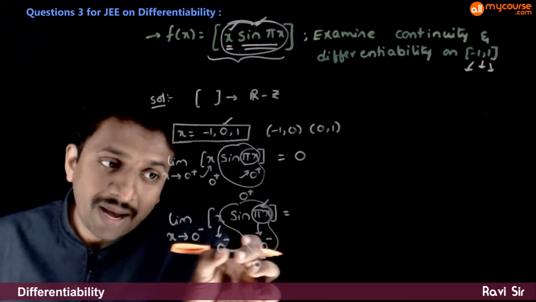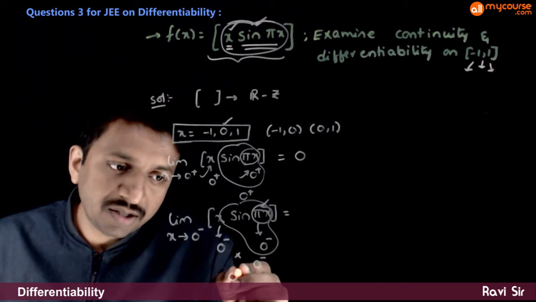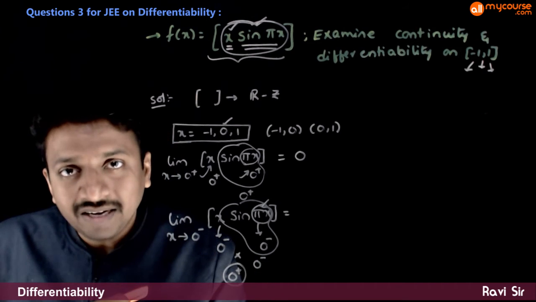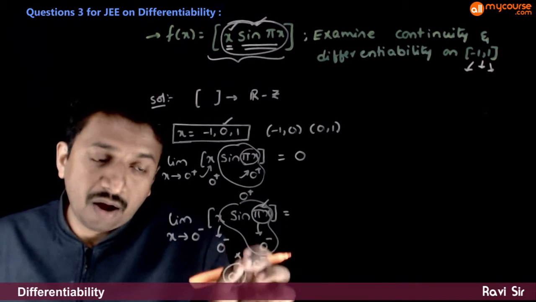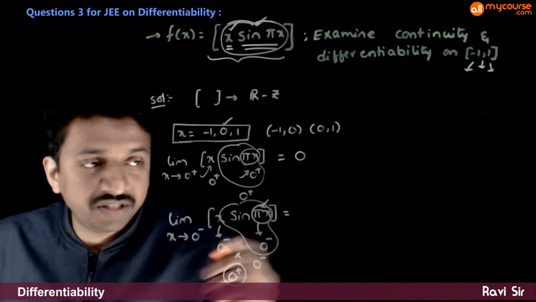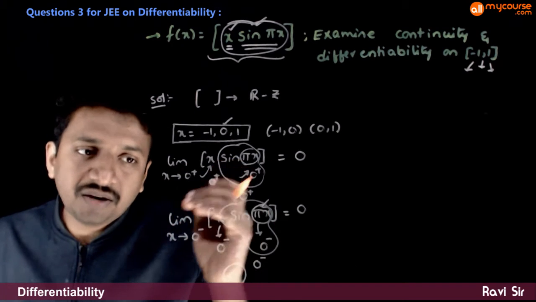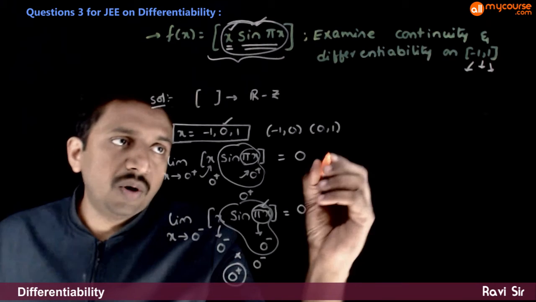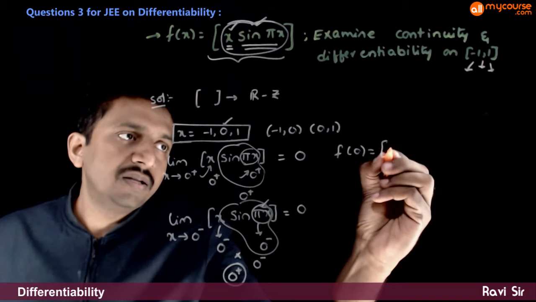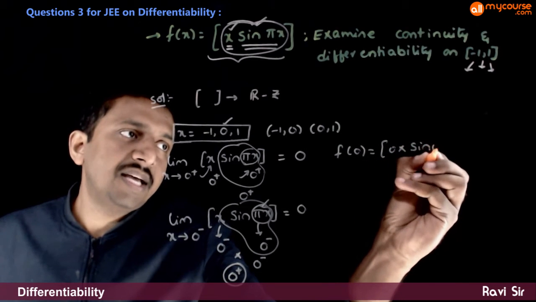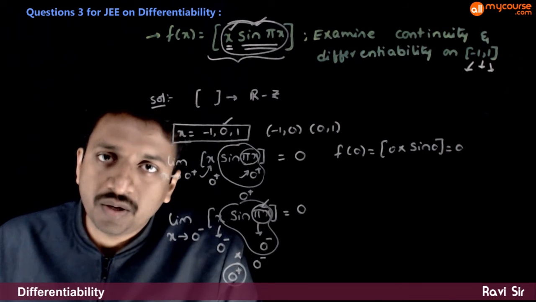So 0 minus into 0 minus, if you multiply these two, the effective number tends to 0 plus. Right? The effective number tends to 0 plus. So the integer part of some number in the positive neighborhood of 0 gives 0 as the answer. So right limit is 0, left limit is 0. And what is the functional value? f of 0: if you put 0 into sine, sine 0 is equal to 0. That means the functional value is also equal to 0.